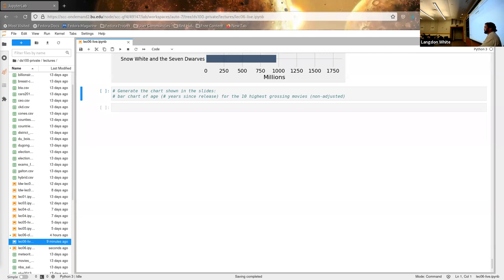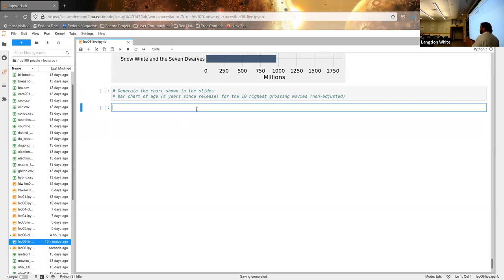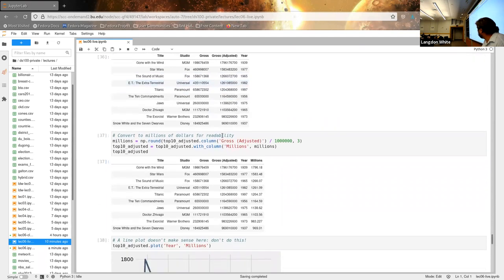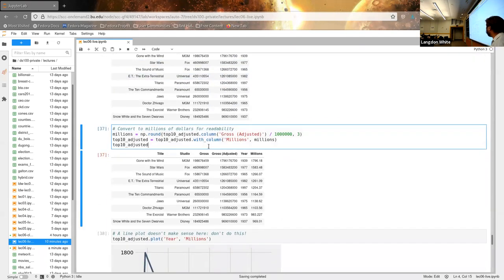All right, anybody have any theories? All right, you want to try talking through it? What's the first thing we need to do? I guess you don't all have this already built, right? Okay, so the first thing you need is this table, top 10 adjusted. I forgot I hadn't left it in, so you would have to make that.